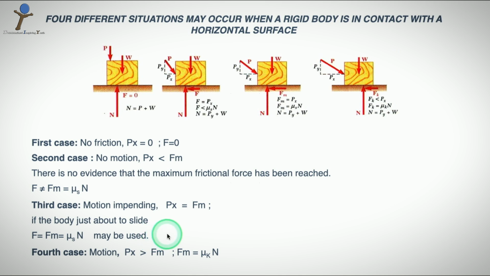In the fourth case, if the angle of application of force with respect to the horizontal line is again slightly increased, then there can be motion when Px is greater than Fm, and then Fm is equal to mu k into n.